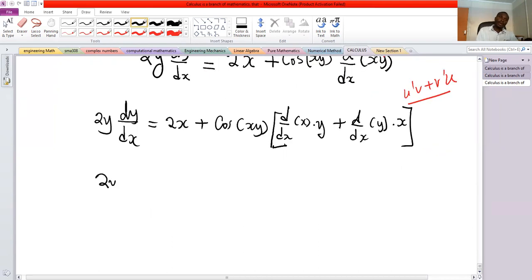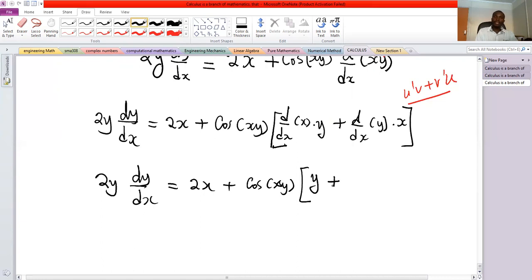So we'll have 2y dy/dx equals 2x plus cosine of xy, times the derivative of x, which is 1, so times y you get y, plus the derivative of y, which is 1 times dy/dx, because this y is assumed to be a differentiable function of x. So dy/dx times x, we get x dy/dx.